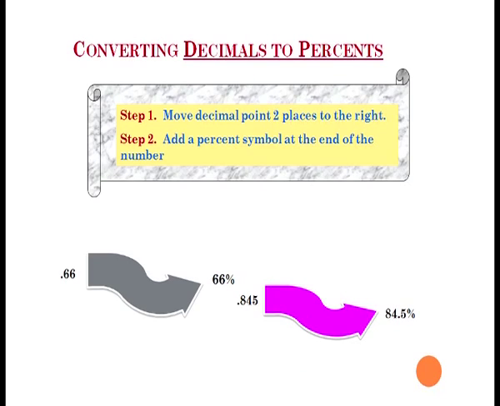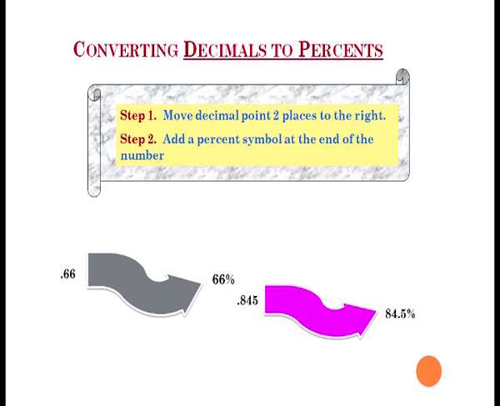Now we will discuss converting decimal to percent. When converting decimal to percent, we follow certain steps. Step 1 is to move the decimal point 2 places to the right, and step 2 is to add a percent symbol at the end of the number. For example, 0.66: when converting to percentage, we move the decimal point 2 places to the right and we get 66%.